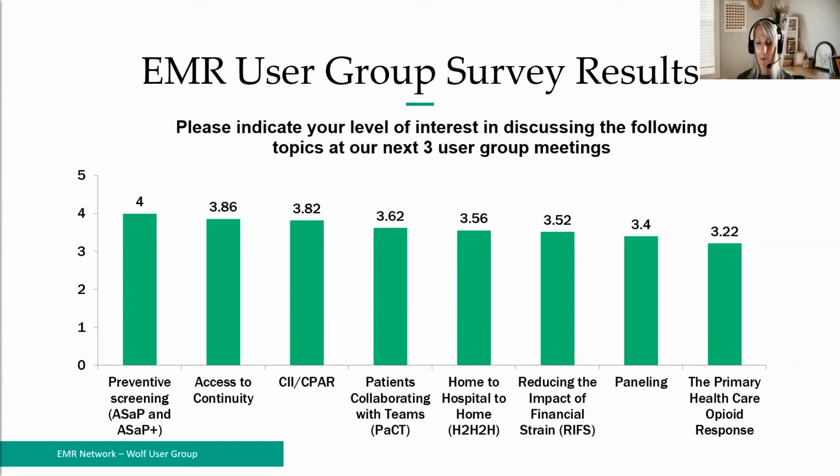But according to this, it looks like preventative screening, access to continuity, and CII-CPAR are top on the list. And preventative screening makes sense just because we've heard at previous meetings that that's kind of fallen to the wayside during COVID. So that would definitely be a good topic to cover. So I think, Rhonda, that's what we'll do next: preventative screening.